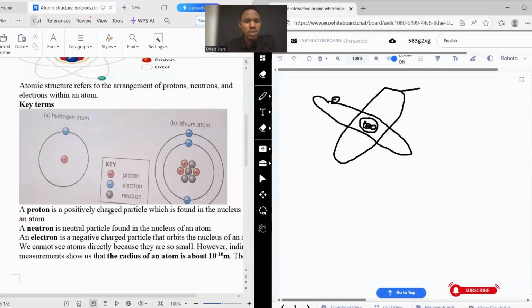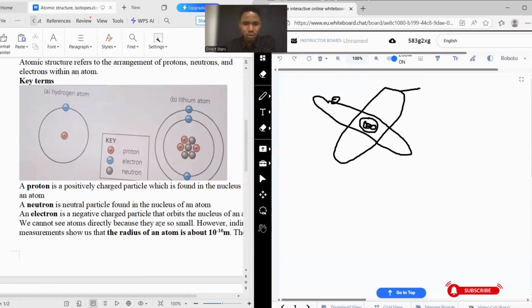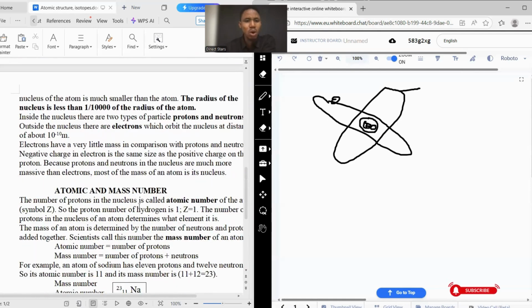So a proton is a positive charged particle which is found in the nucleus of an atom, while a neutron is the neutral particle found in the nucleus of an atom. An electron is the negative charged particle revolving around the orbit of an atom. So now we have what we call atomic number and mass number. Atomic number, as I said earlier, is the proton number, while the mass number is the summation of the proton and the neutron of the element.